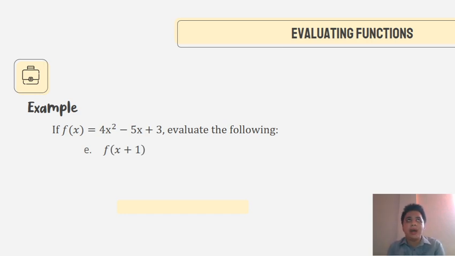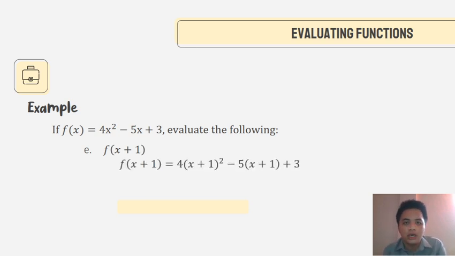So ibig sabihin, papalitan mo yung x ng binomial. So ganito yung mangyayari dyan. Magiging 4 multiplied by x plus 1 squared minus 5 times x plus 1 plus 3. Now, yung meron dyang binomial na naka-squared or naka-raise sa power of 2. Anong gagawin? So, back to your grade 8 math, meron kayong lesson dyan.